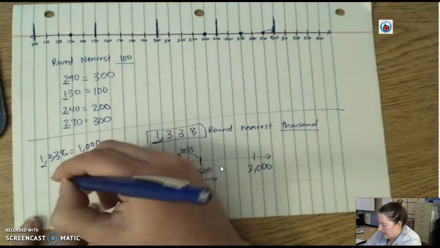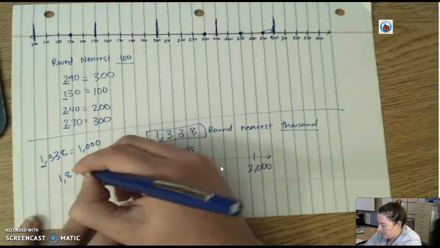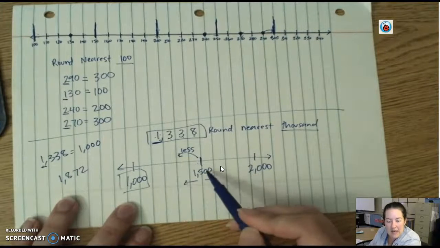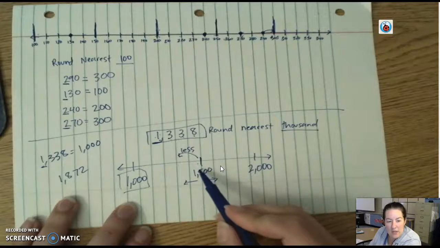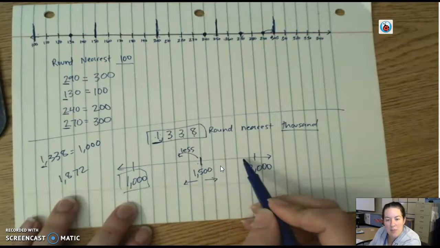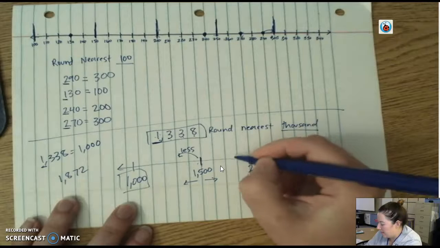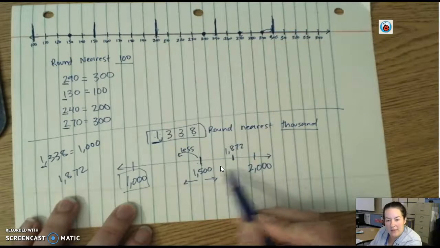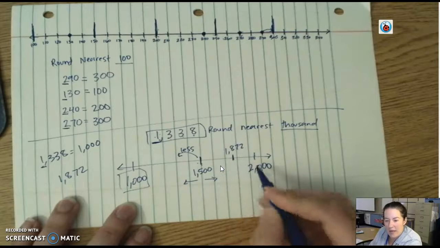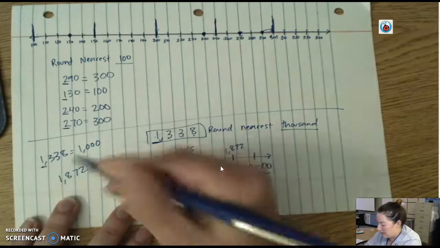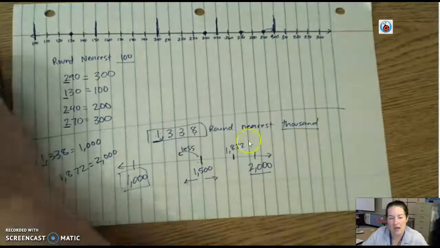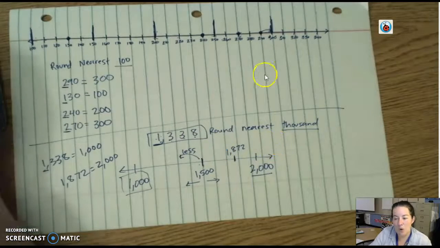Let's try another one. So say I have 1,872. Is that more than half or less than half of the thousands? 1,872 is more than half, right? It's going to end up over here somewhere. I don't even have to know exactly where, but I know it's more than half. And if it's larger than the halfway point, it's going to round up to 2,000. So 1,872 is going to round up to 2,000. We're going to practice some of these together some more on the next page.